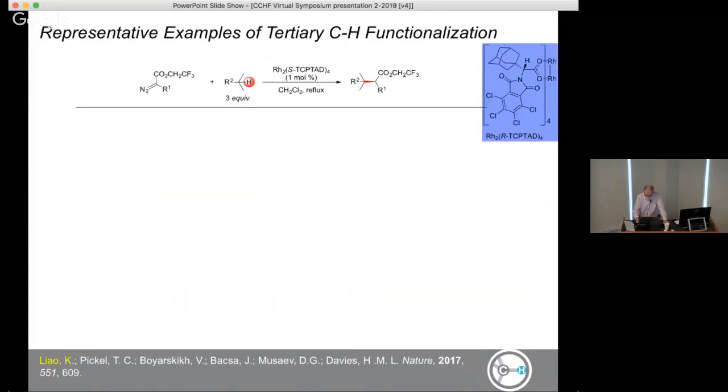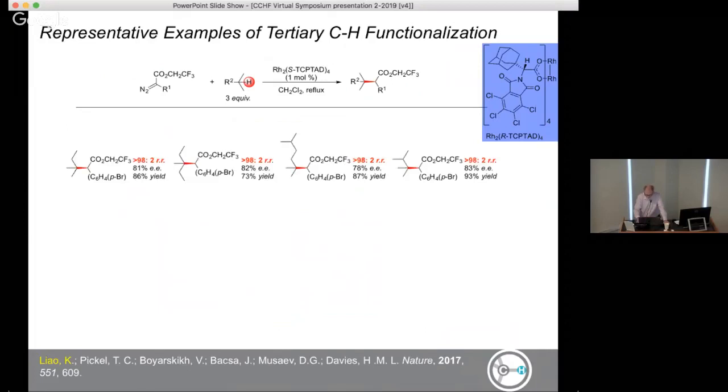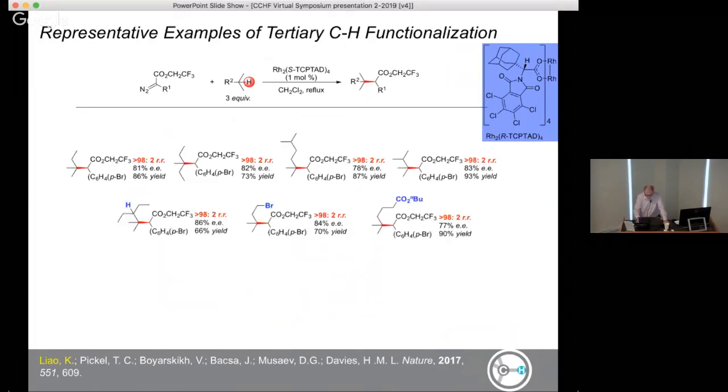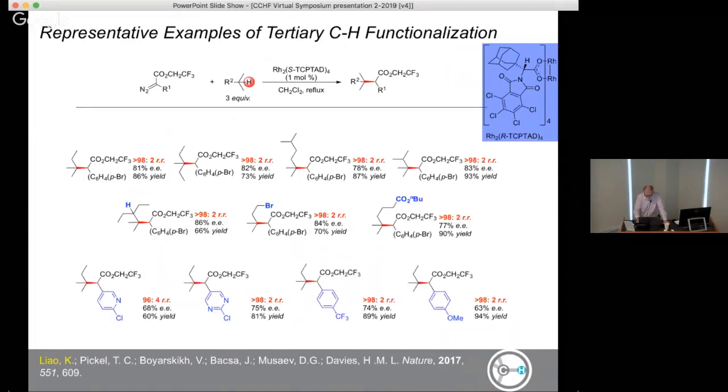And I'm just going to illustrate with a couple of examples what we can achieve with this. So this is illustrating the tertiary selective catalyst. And you can see various simple alkanes will work. Again, you can have functional group compatibility in this reaction. And then you can broaden the type of aryl groups to change the aryl functionality, and including bringing in some heterocycles to work with this chemistry. Now, these are relatively small substrates.